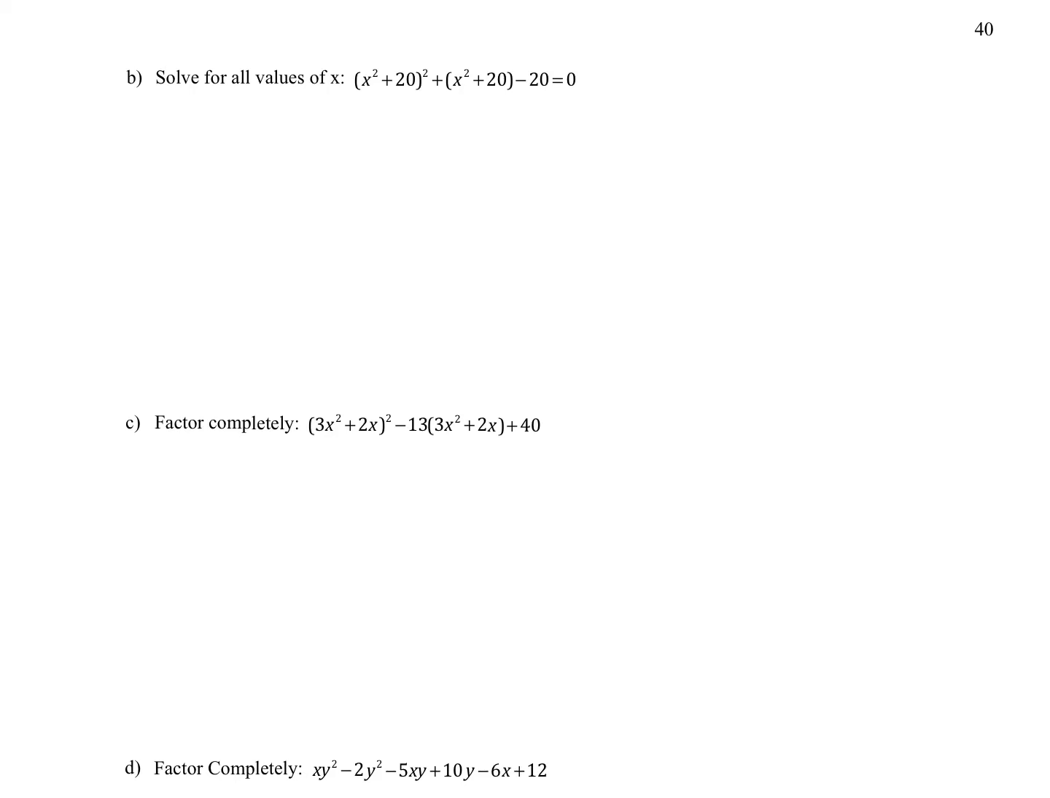This last page of the lesson is just practice, so there's nothing new. So looking at the next one, I see that x squared plus 20 is squared, and then it's also by itself. So I do want to use u substitution for this one. So I'm going to make the u x squared plus 20.